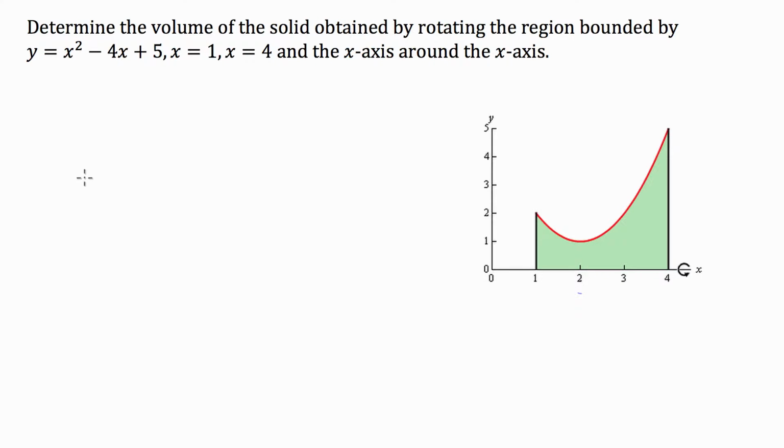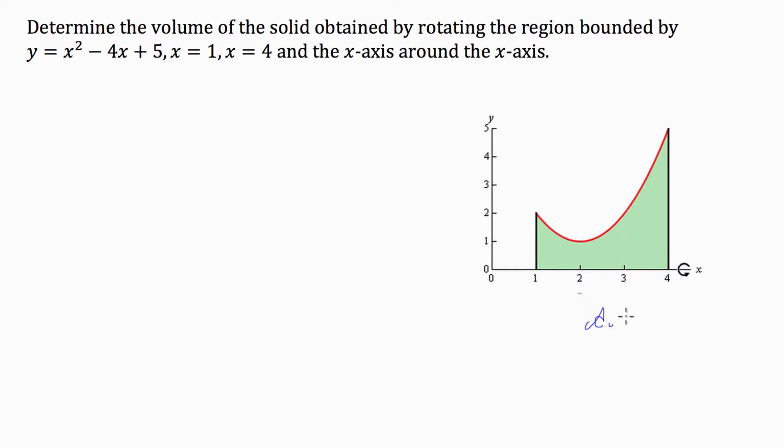Okay, we were asked to determine the solid obtained by rotating a region bounded by a quadratic, two vertical lines and the x-axis, and we're going to rotate that around the x-axis. The method by which we're going to do this involves basically taking lots and lots of circles with radius equal to the function and stacking them on top of each other. Now what I mean by that is we all know the area of a circle.